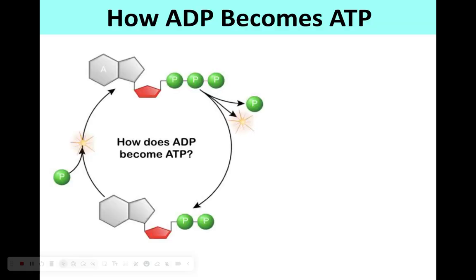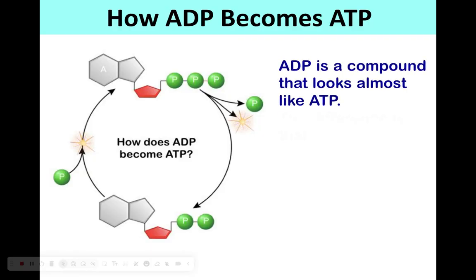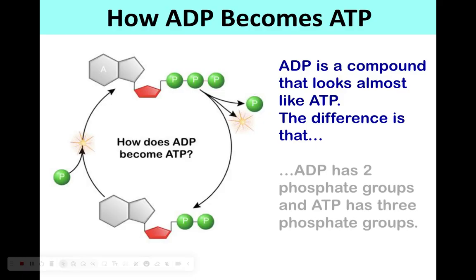Now, how ADP becomes ATP. ADP looks almost identical to ATP, except it only has two phosphate groups instead of three. When a cell has extra energy, it can store that energy by adding a third phosphate group to ADP. And just like that, boom, it becomes ATP. Isn't that funny how that works? That's how energy is stored. It's just like recharging the battery.